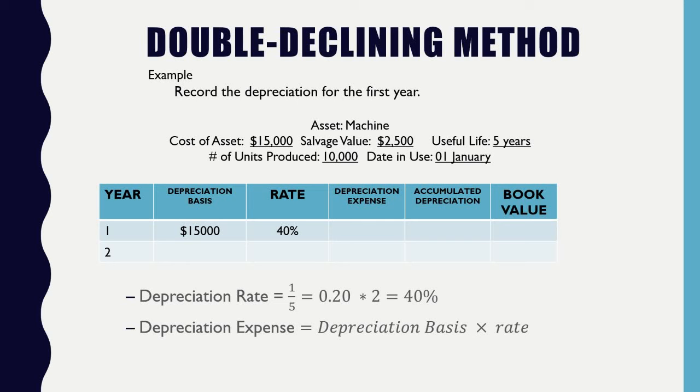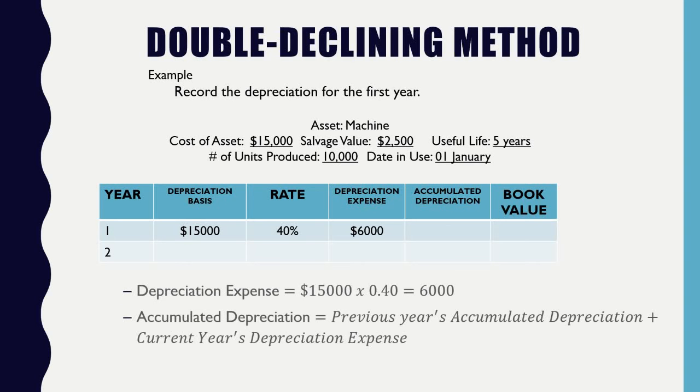So then, how do I solve for my depreciation expense? It's going to be your depreciation basis times your rate. So therefore, what is my total depreciation expense here? 6,000. Okay? Now that's a lot to depreciate, but let's go ahead and continue on.